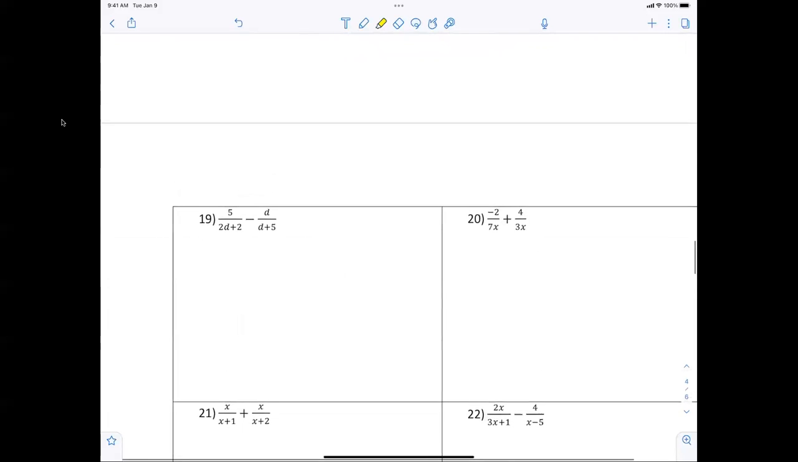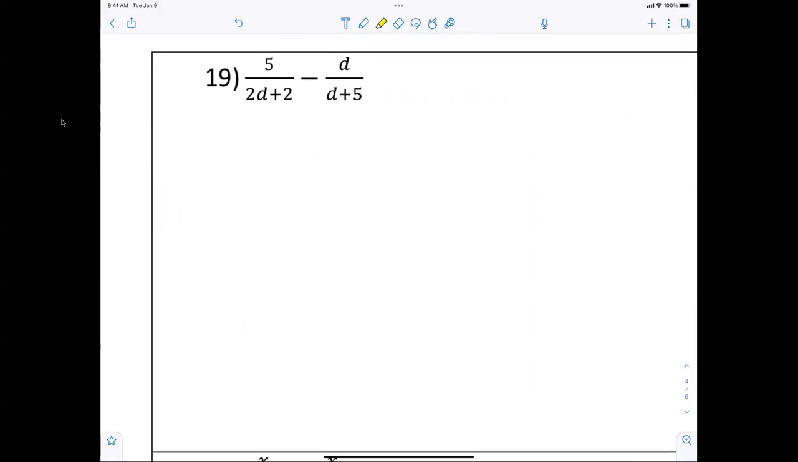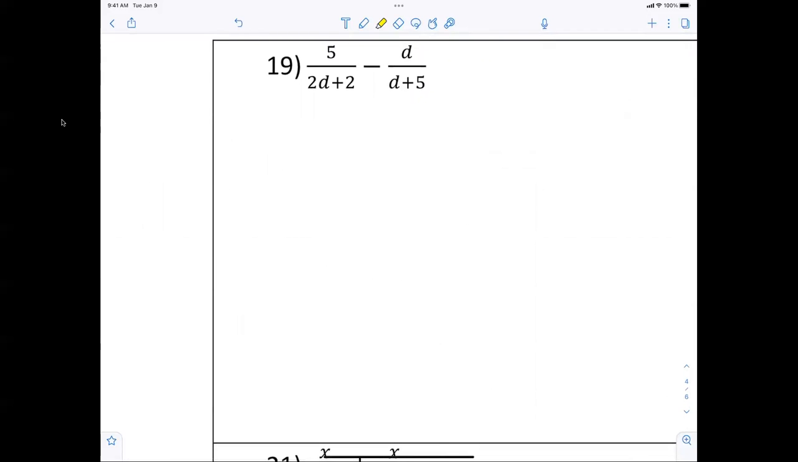All right. Let's do one more. Let's take a look at 19, guys. Last one. All right, now we have a problem here. The reason why we have a problem is because 2d plus 2 is not factored. So you have to factor that. What does that factor to? 2, d plus 1. And then d plus 1.